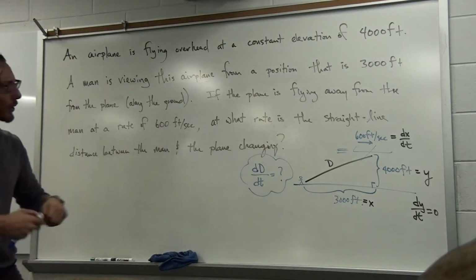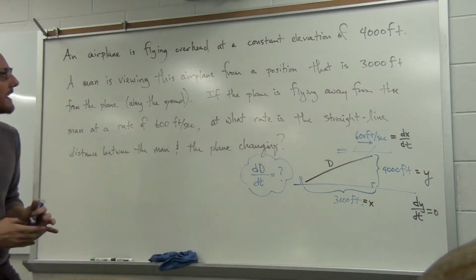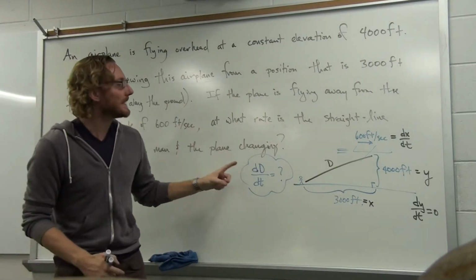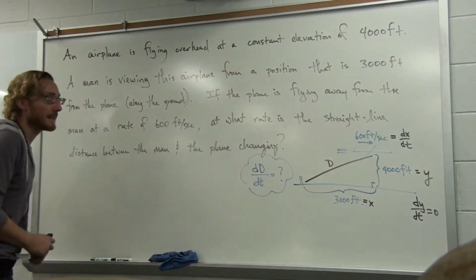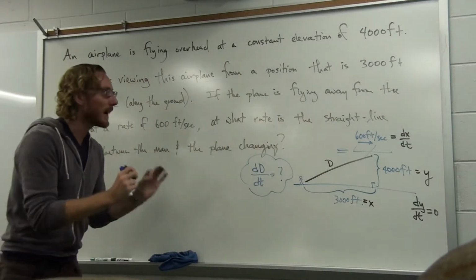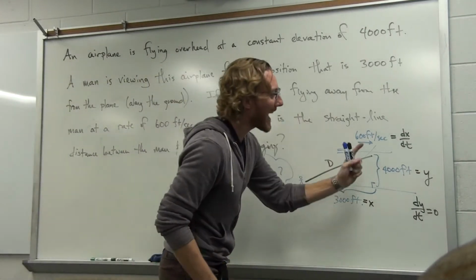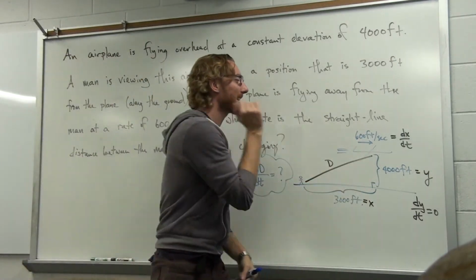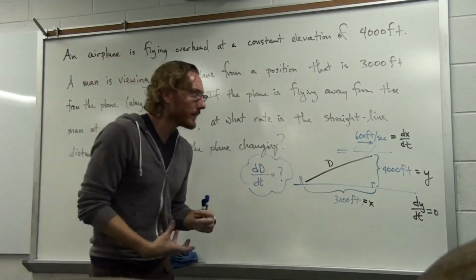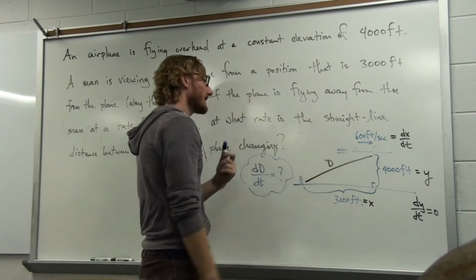Okay, but now we've got to work all this information together, and it's like, okay, if we want to find out what dD/dt is, and we know what dx/dt and dy/dt are, the question is, can we come up with a relation between x and y and D? Because if we come up with a relation between x and y and D, we could use the derivative on that relation to get things in terms of dx, dy, and dD.